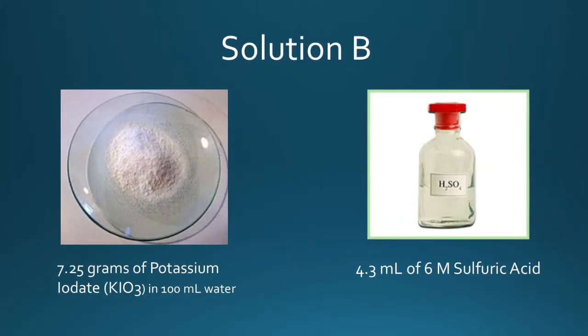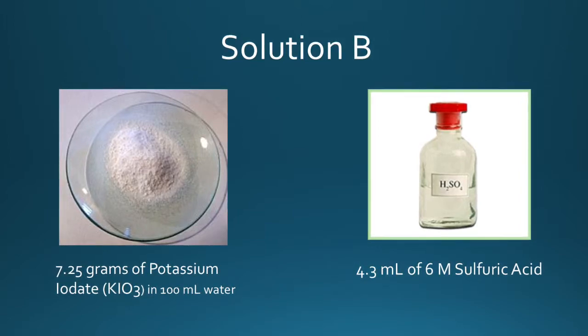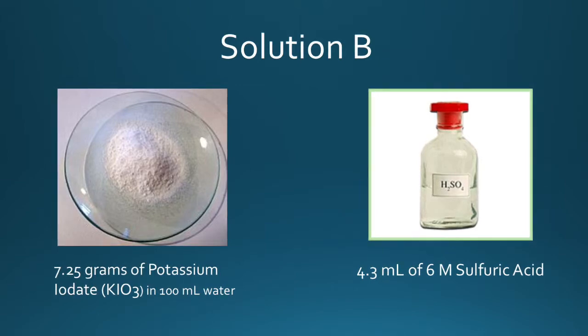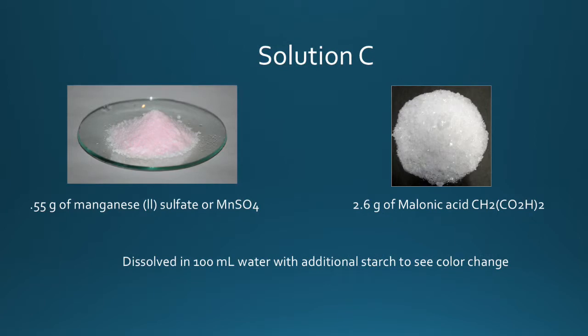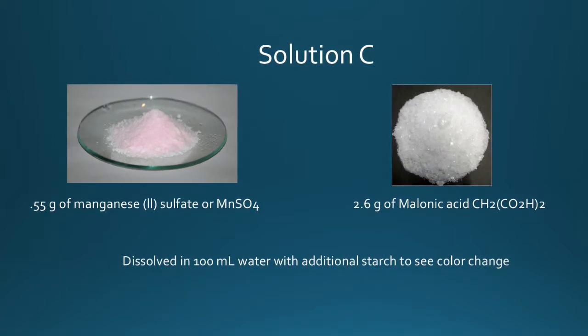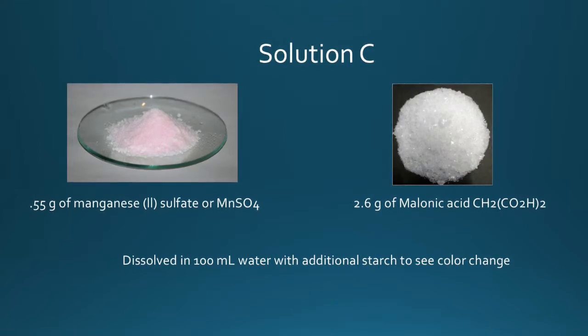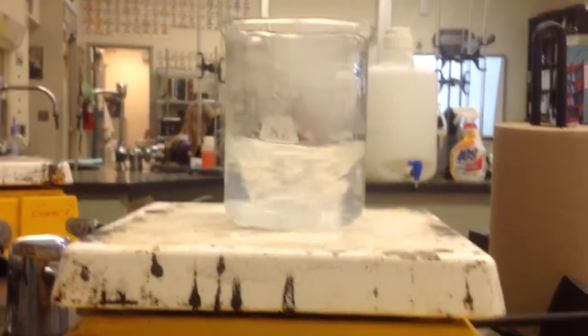Solution B is made by dissolving 7.25 grams of potassium iodate in 100 milliliters of water and adding 4.3 milliliters of 6 molar H2SO4. And finally, solution C is made by dissolving 0.55 grams of manganese(II) sulfate and 2.6 grams of malonic acid in 100 milliliters of water, with additional starch to enable us to see the color change.